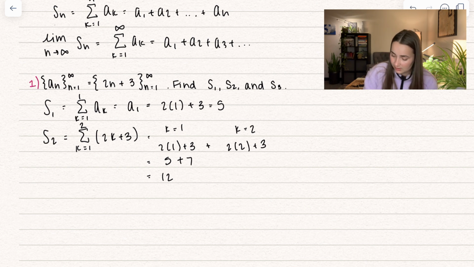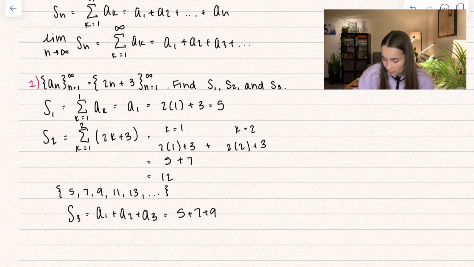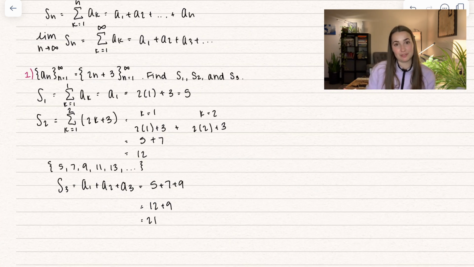The third way you can do this is you can actually write out what the sequence is equal to. So we have 5, 7, 9, 11, 13, so on and so forth. So s sub 3 is going to be equal to a1 plus a2 plus a3. That's going to be 5 plus 7 plus 9, which is equal to 12 plus 9, which we know is equal to 21. And so that's how we would find those three partial sums.